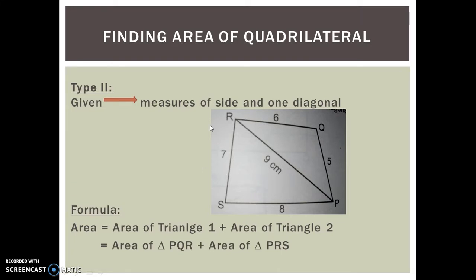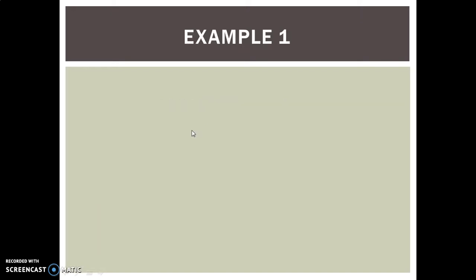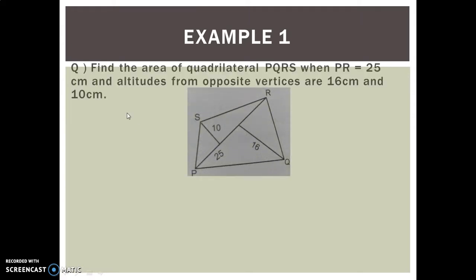Now let us look at an example for both the types. Example number 1 corresponds to type 1. The question is, find the area of the quadrilateral PQRS where PR is equal to 25 cm and the altitudes from opposite vertices are 16 cm and 10 cm.